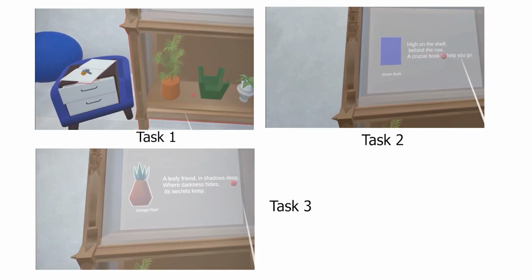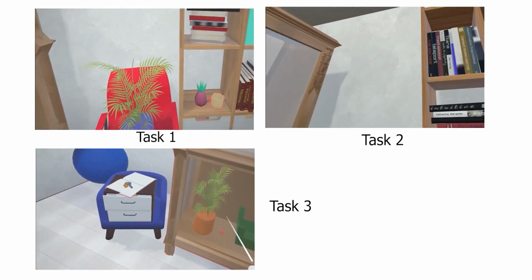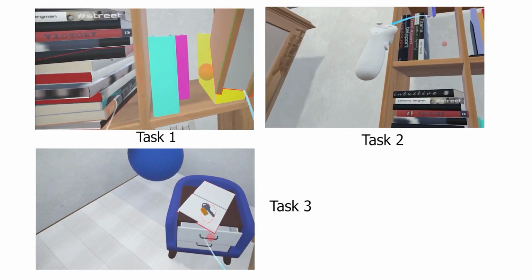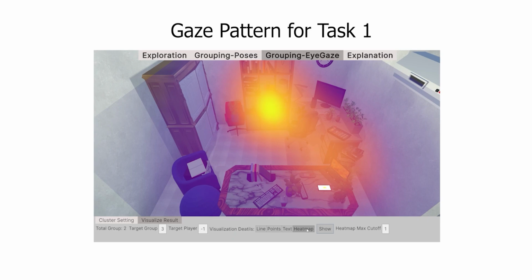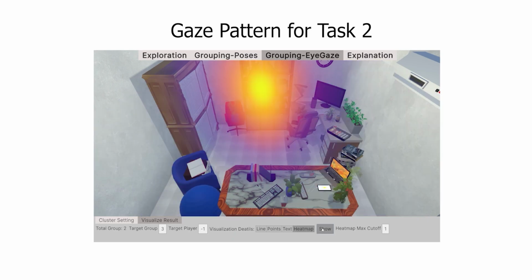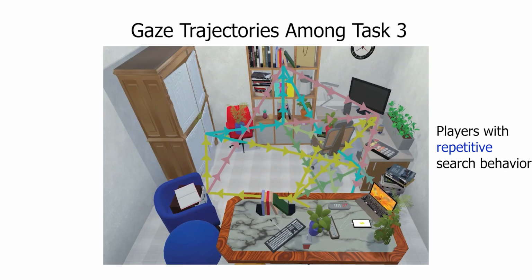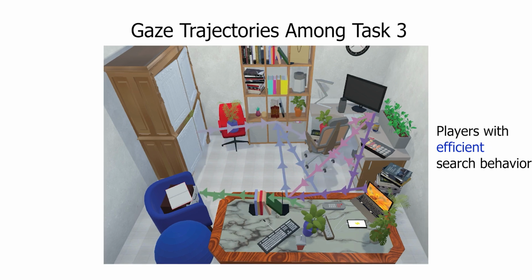Players are required to solve 3 poem-based puzzles, identify the locations of 3 hidden items, and search the room to find them in order to escape. We demonstrate how game designers can use the eye gaze grouping stage of HieraVisVR to identify gaze patterns across tasks or distinguish search behaviors among players completing the same task. This is the end of our video.